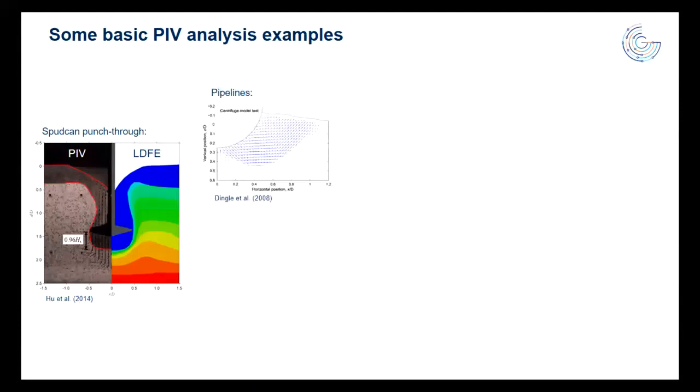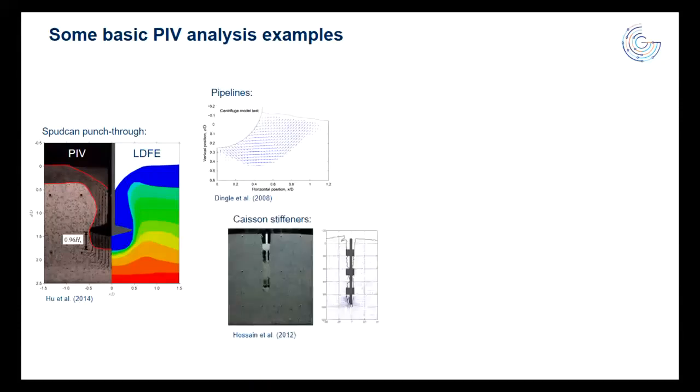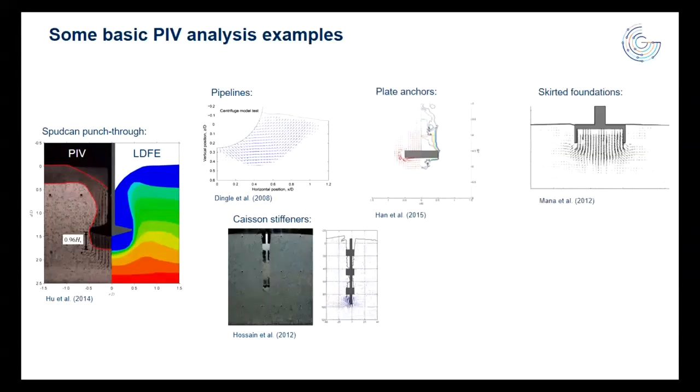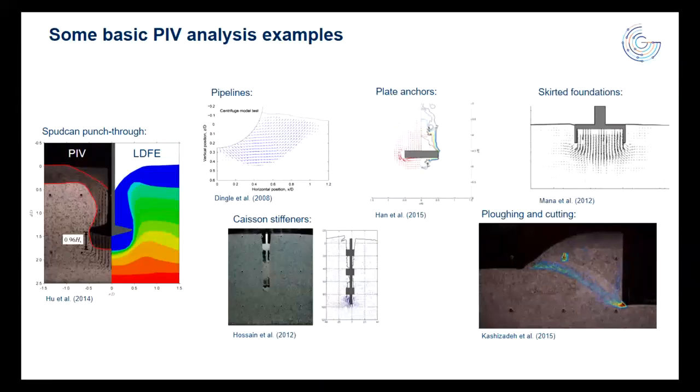You can also look at pipeline breakout. You can look at the flow of soil around caisson stiffeners. You can look at failure mechanisms around plate anchors, skirted foundations, and you can even look at the evolution of shear bands on this translating retaining wall problem here. So it's a nice technique for delving into what the mechanics are around our geotechnical structures at failure.